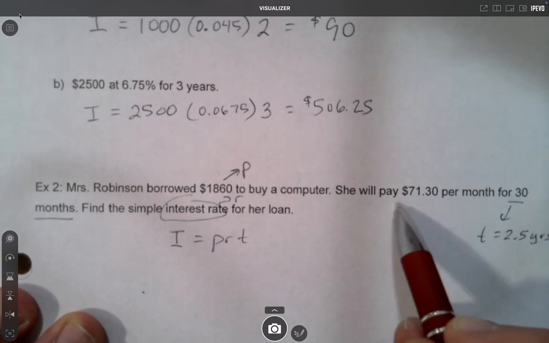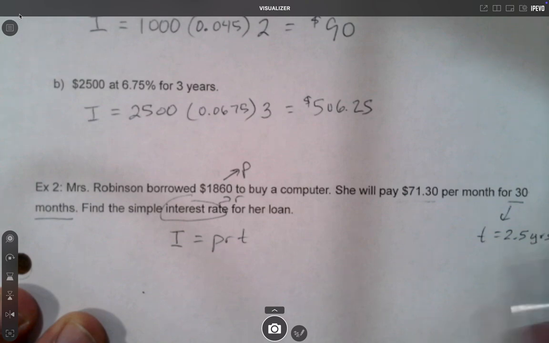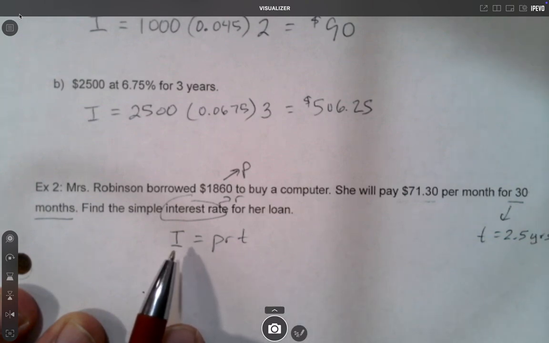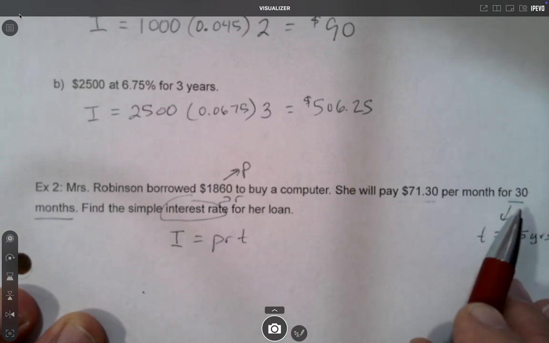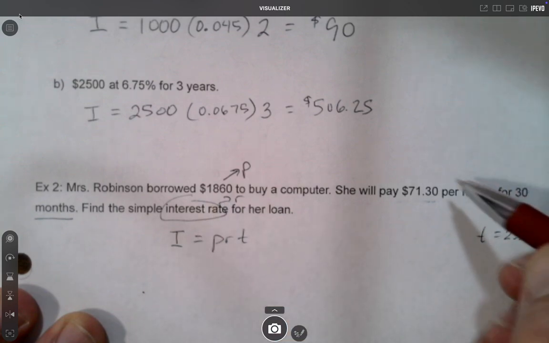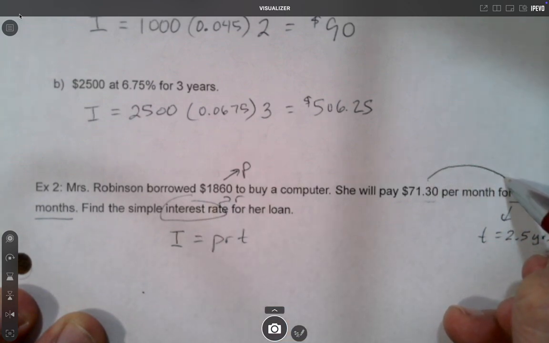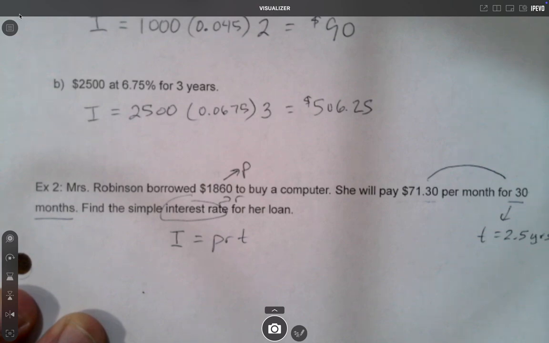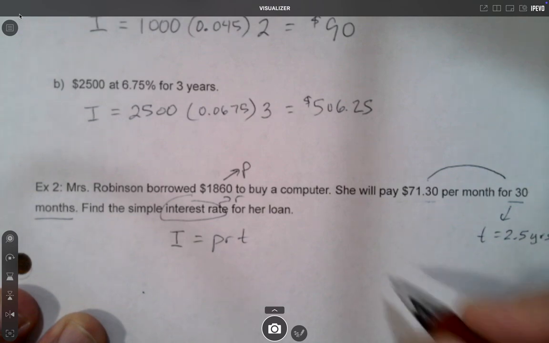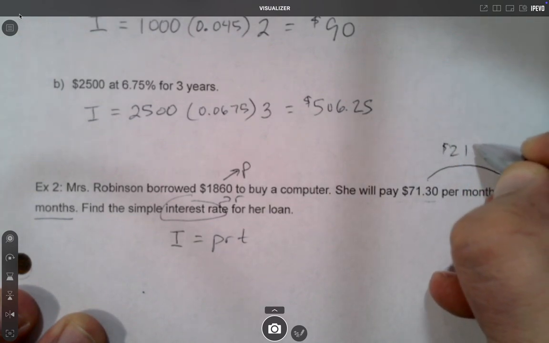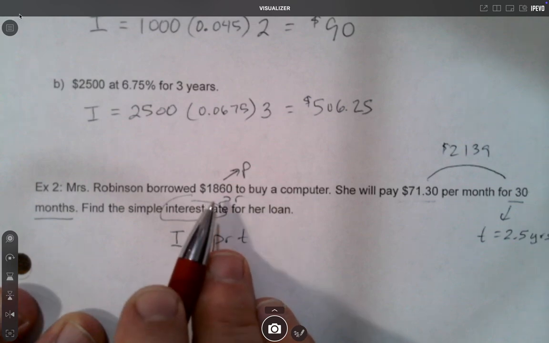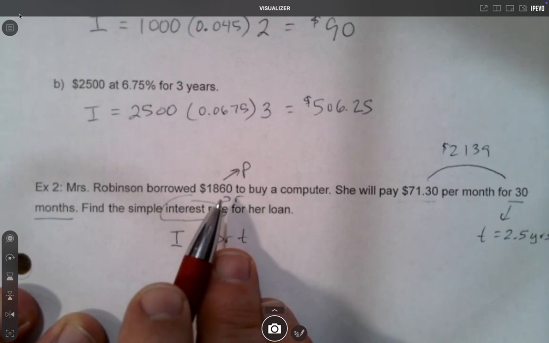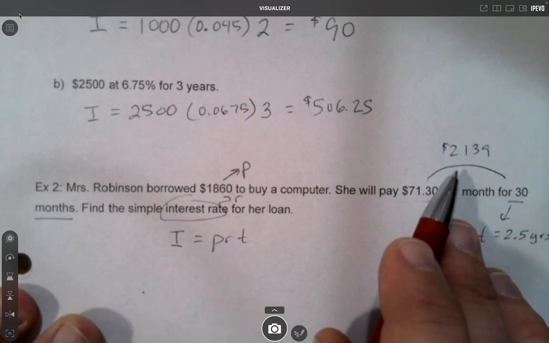Now, I had to think, how is this useful to us? Well, to figure out how much interest she's paying, we'll need to compare how much she paid in total versus how much she borrowed. So think about it this way. If we multiply $71.30 times 30, we get $2,139. So she borrowed $1,860, but because it was a loan that charged her interest, she ended up paying back more than that amount.